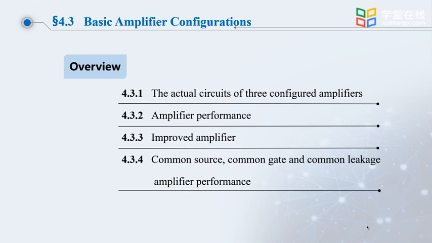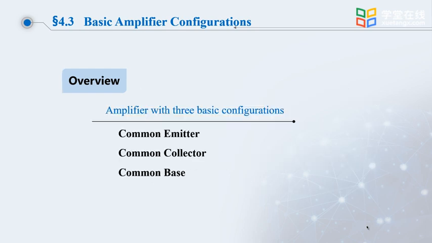Students, now we start to introduce the basic configurations of the amplifier. In this section, we will talk about the following parts. First, we introduce the actual circuits of the three configuration amplifiers. We will introduce the performance of the three configurations of amplifiers with the triode as the core component. On this basis, we will introduce the improved amplifiers. Finally, we will talk about the three basic configurations using the field effect transistor as the core component of the amplifier: the common source, common gate, and common drain amplifier performance.